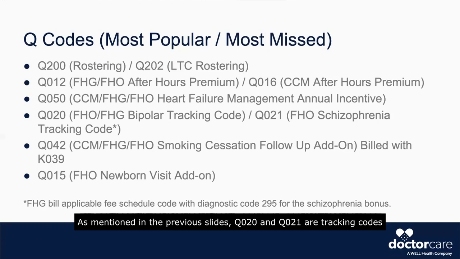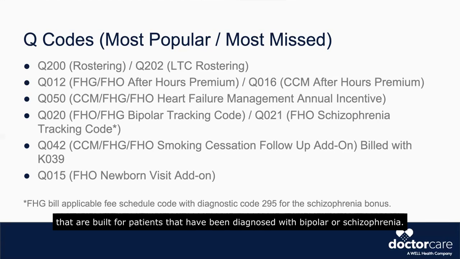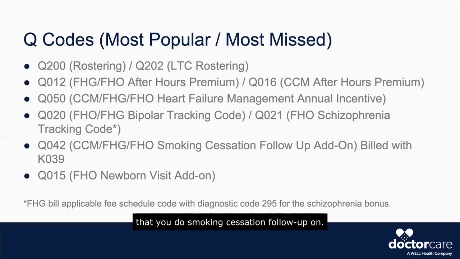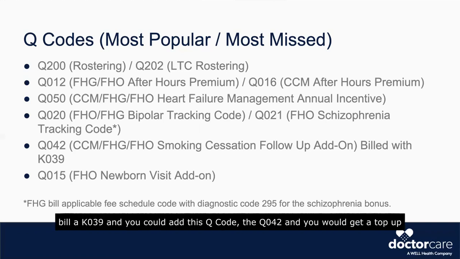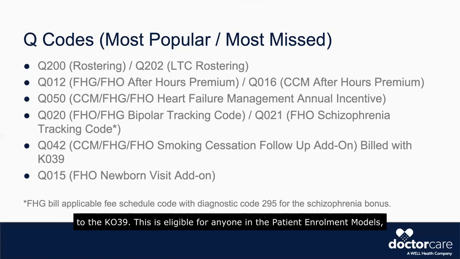As mentioned in the previous slides, Q020 and Q021 are tracking codes that are billed for patients that have been diagnosed with bipolar or schizophrenia. We've got the Q042, that's a special code that you would bill for patients that you do smoking cessation follow-up on. So along with that service you provide, you would typically bill the K039, and you could add this Q code, the Q042, and you would get a top up to the K039. This is eligible for anyone in the patient enrollment models, so CCM, FIG, and FO.